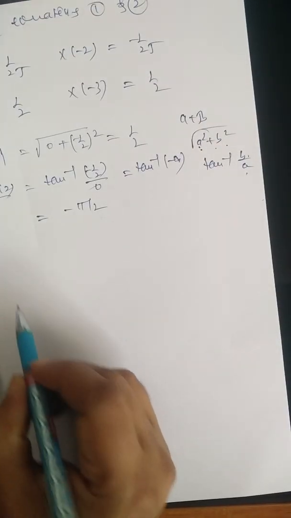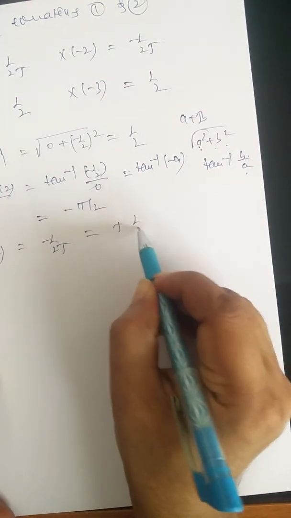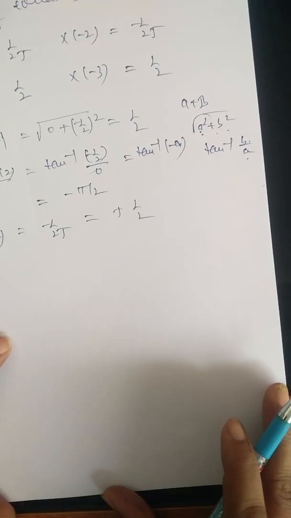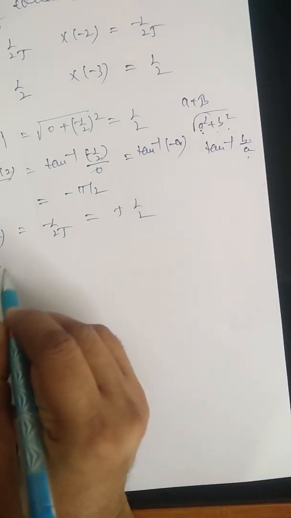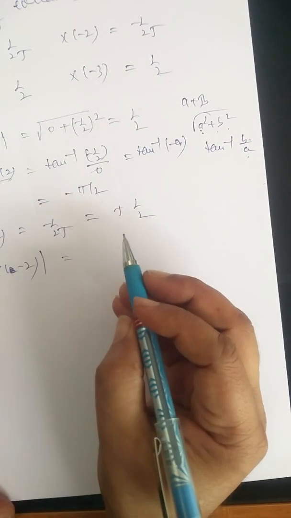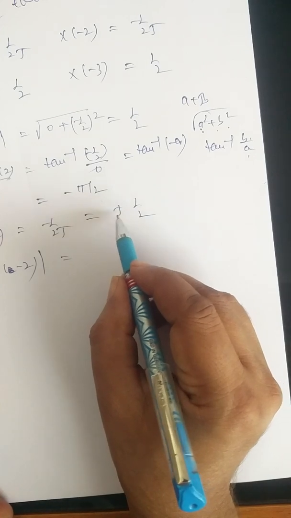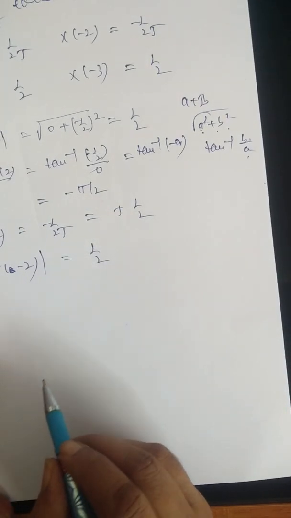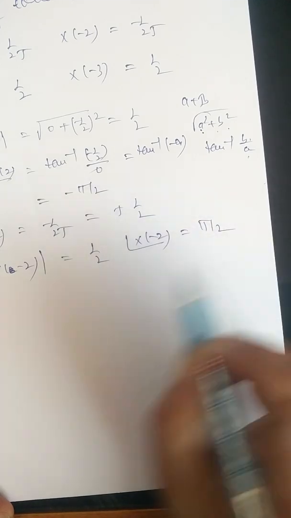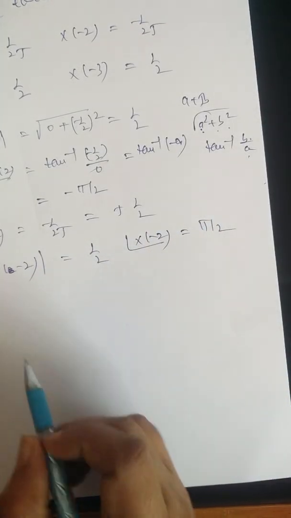Similarly, at X of minus 2, it is minus 1 by 2j, which will be j into 1 by 2. When taking j to the numerator, minus of minus becomes plus. Its magnitude, the magnitude of X of minus 2, is the root of real part square plus imaginary part square, which is 1 by 2. Its phase is just pi by 2, because the imaginary part is 1 by 2 and the real part is 0, so you get tan inverse of infinity, which is pi by 2.